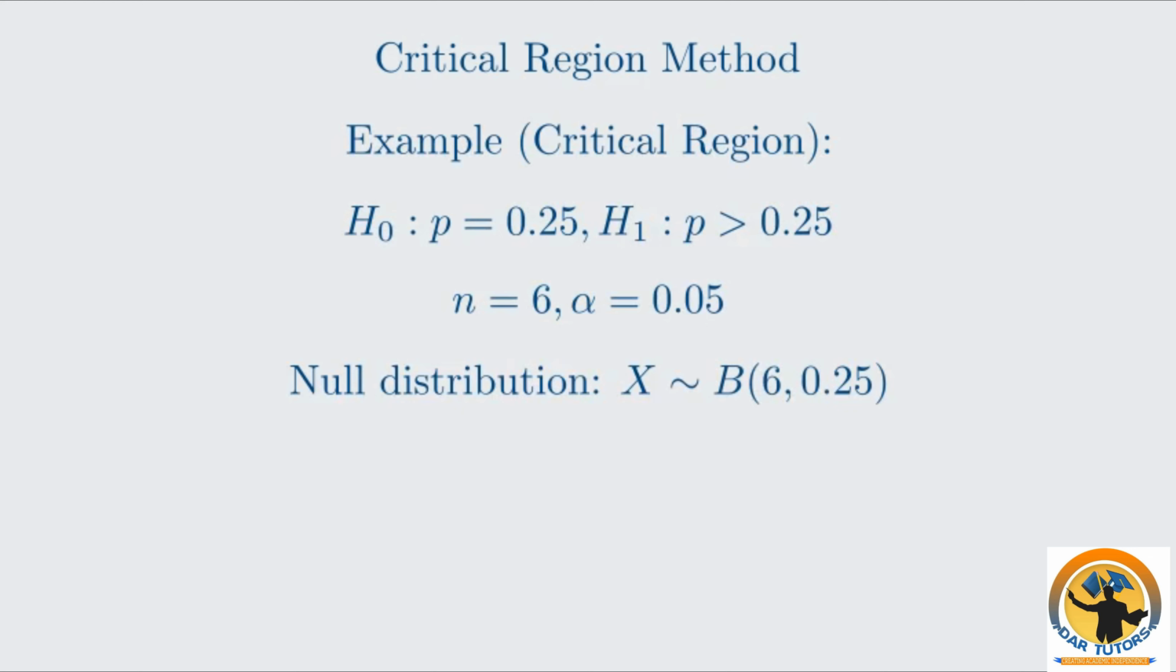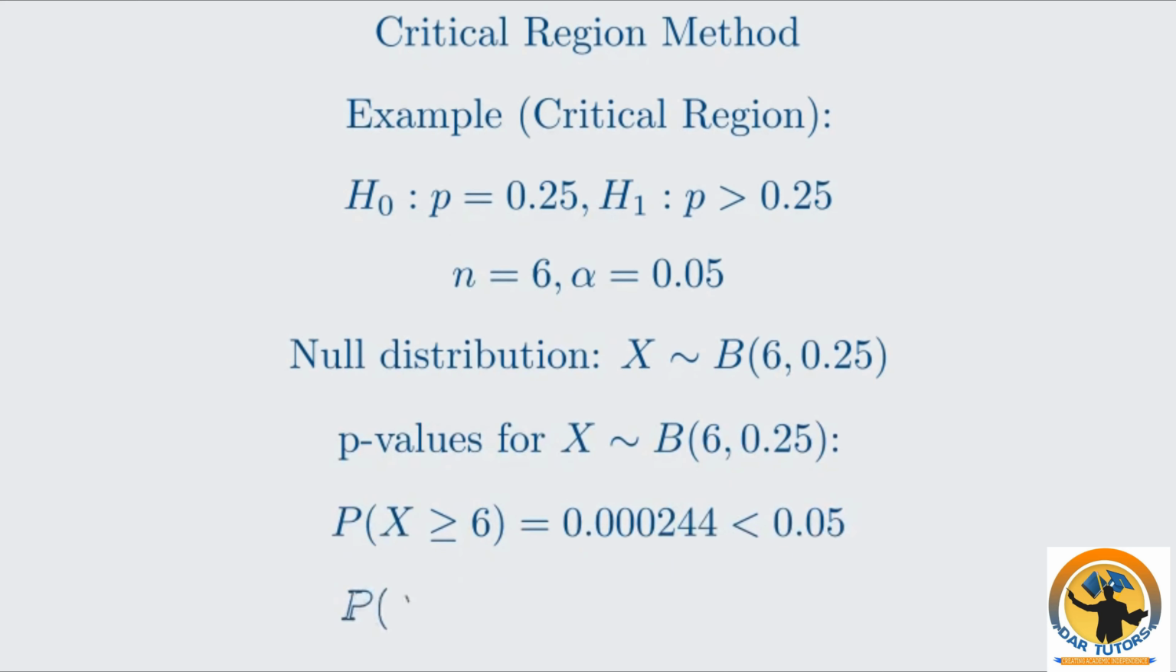Our null distribution is B(6, 0.25). To find the critical region, we start with the most extreme value in the direction of the alternative hypothesis, which is 6, and calculate its p-value. For x equals 6, the p-value P(X=6) is approximately 0.0244. This is much less than our alpha of 0.05, so x equals 6 is in the critical region.